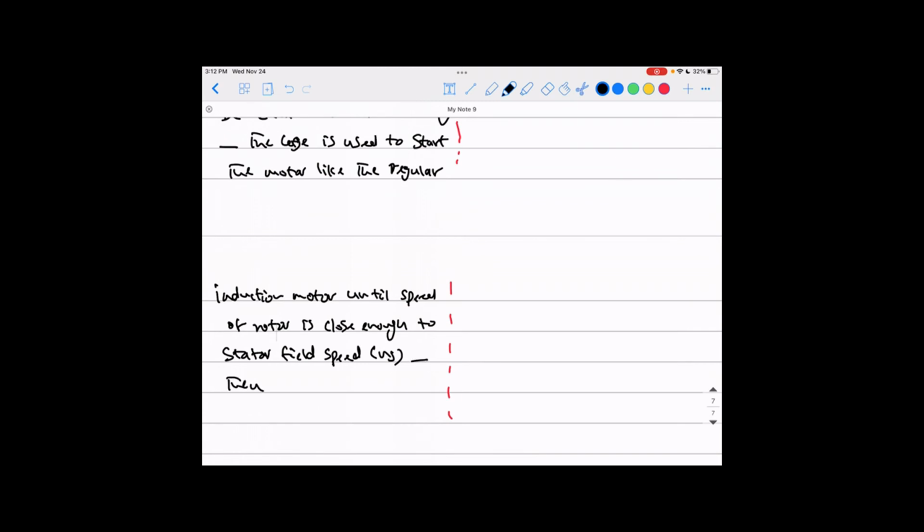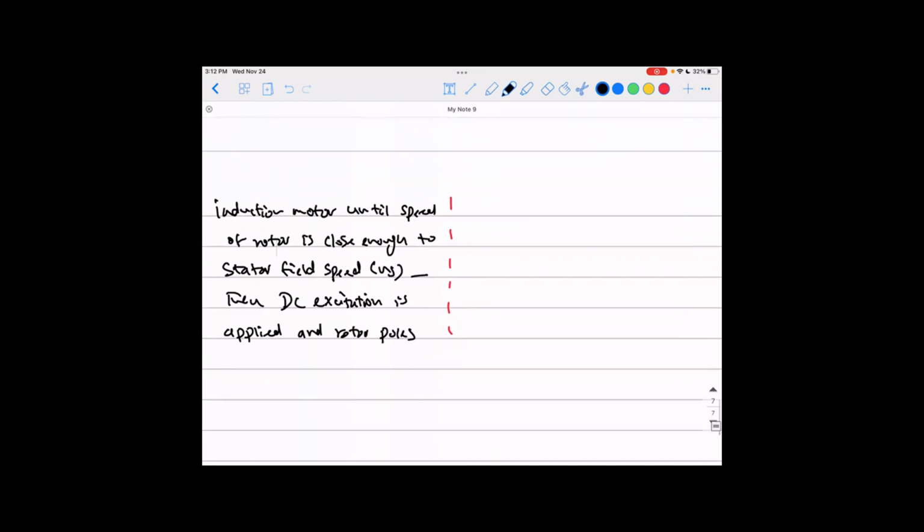Then DC excitation is applied and the rotor poles couple directly with the stator poles.